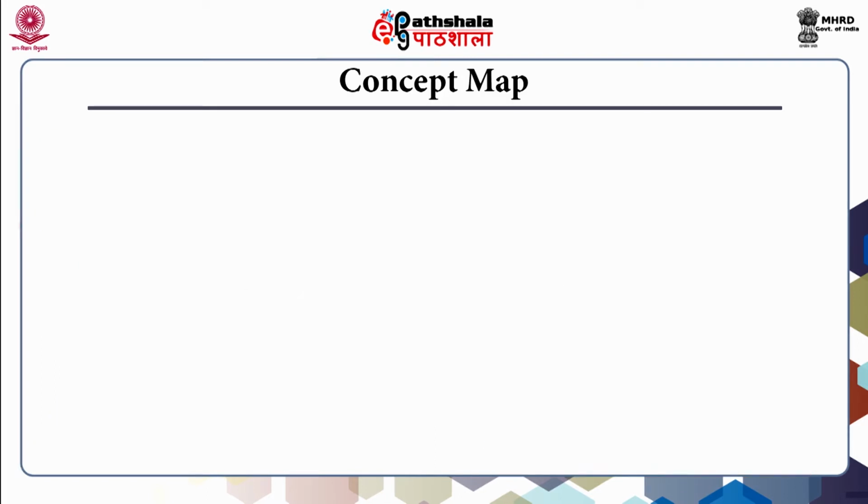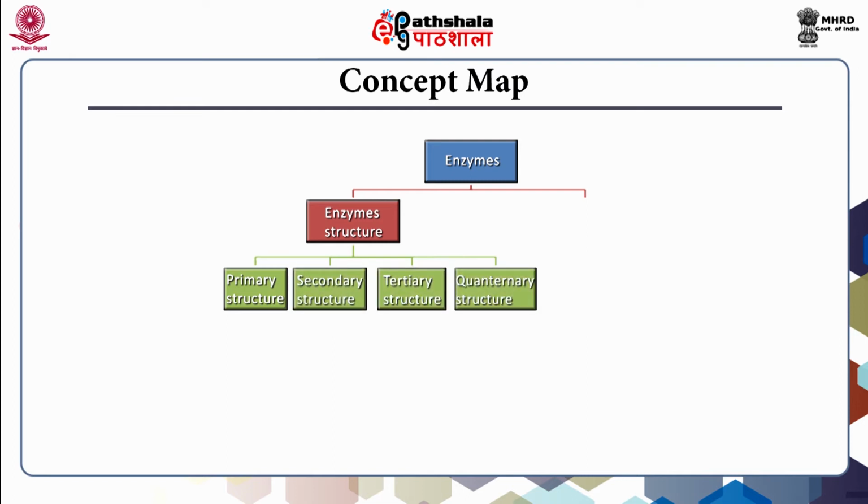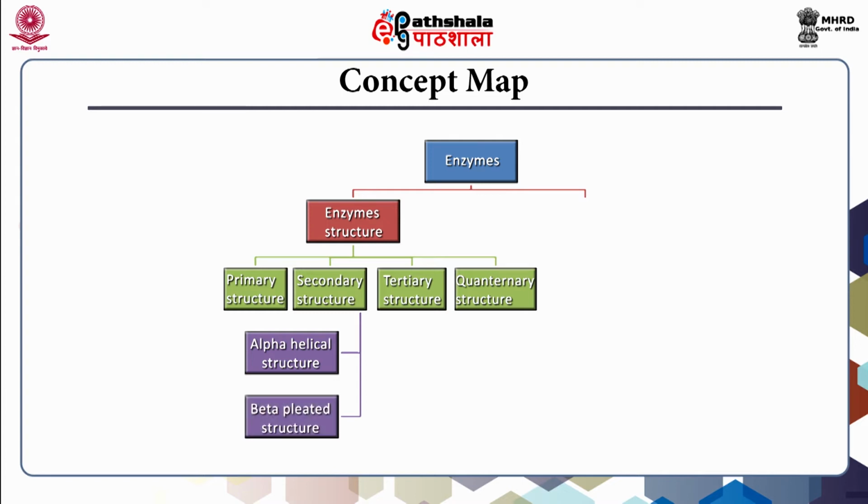This shows the concept map that will be followed in this lecture. We will first study what are the basic types of enzyme structures, that is primary, secondary, tertiary and quaternary. Next, we will look at these structures in detail, and at the end we will also briefly look at various types of methods which can be used for enzyme structure analysis.